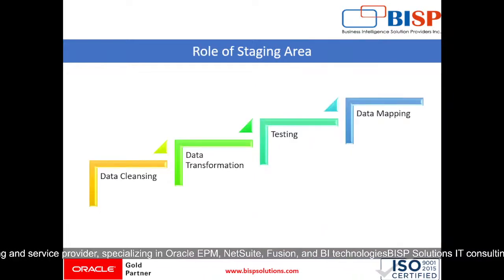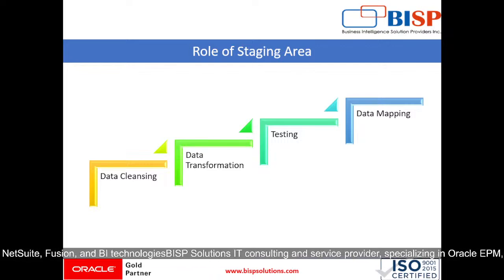So the roles of a staging area: first is data cleansing. It ensures the data is free from errors, duplicates or inconsistencies before moving it to the target system. Then data transformation, where it allows for the reformatting or transformation of data to match the format and structures which are required by the target system, for example NetSuite.